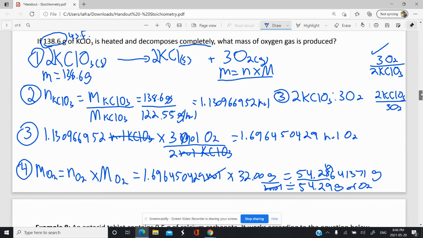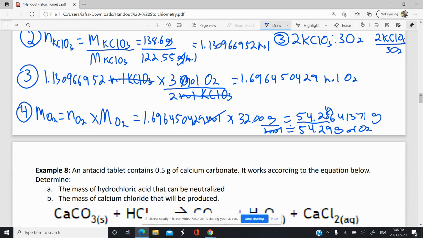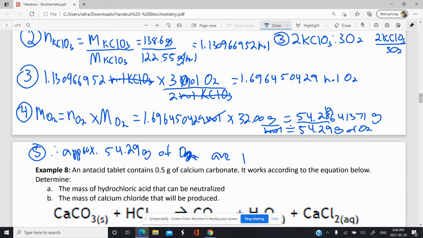And then, of course, you could make your therefore statement. So your step 5 here would be, therefore, approximately 54.29 grams of oxygen, O2, is produced.